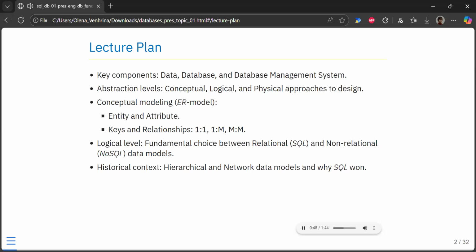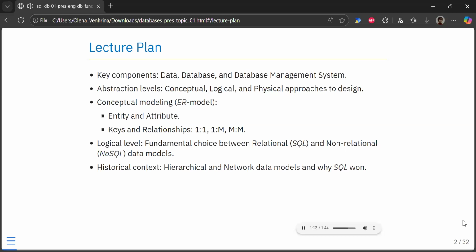Third, we will analyze in detail the first and most important level, conceptual. We will study the methodology of data description known as the ER model. It is based on three key components of any schema: entities, representing objects; attributes, defining their properties; and relationships, describing the interaction between them.